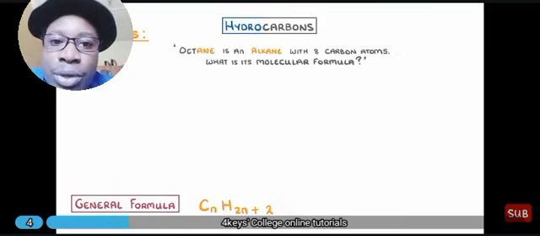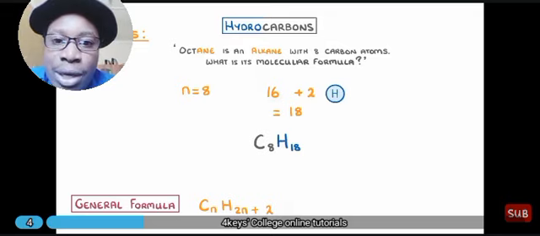Let's look at this example. Octane is an alkane with 8 carbon atoms. What is its molecular formula? You can use the general formula as before. Once you know your number of carbons, n is equal to 8. So you say 2 times n, 2 times 8, plus 2 for the number of hydrogens according to the general formula. Then you get 18.